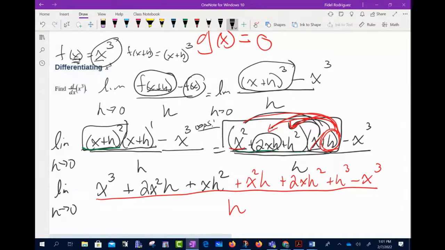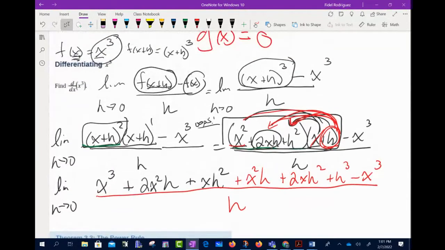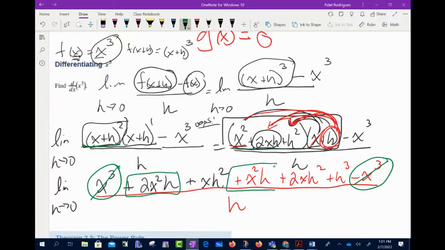Y'all, let's see if there's any things we can combine, cancel, whatever it happens to be. What do you think is going to happen to my x to the third? Look, we got this guy right here, and we got this guy right here. What's going to happen to those? Okay, let's get rid of them. Okay, are there any like terms we can combine? Because I see a lot of x squared h, and I also see xh squared. You know what I mean? Which ones can we combine? Can we combine this one here with this one here? Okay, so what's 2x squared h plus another x squared h?